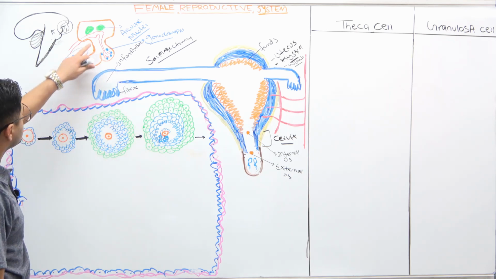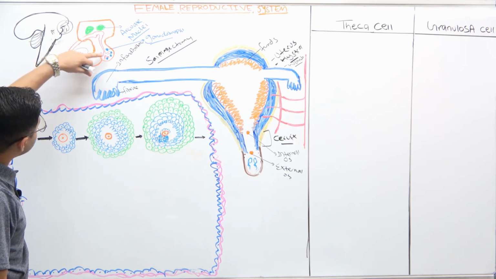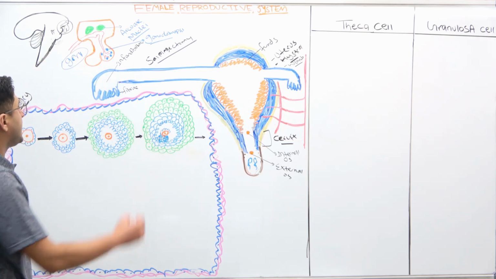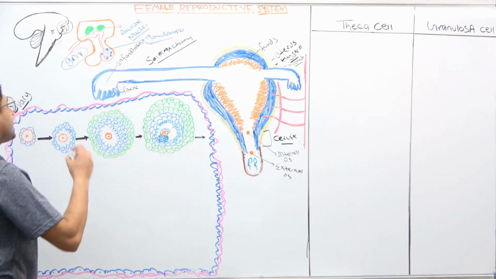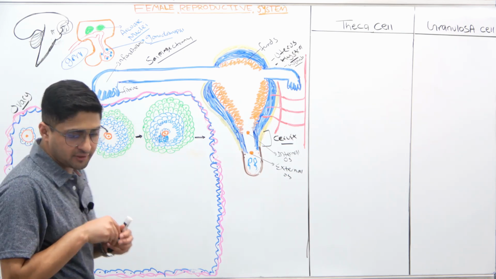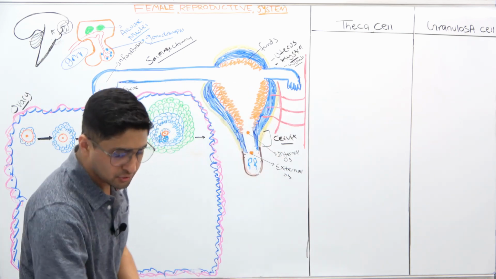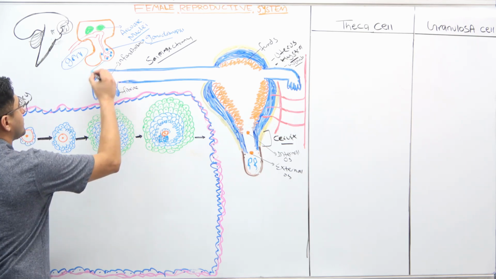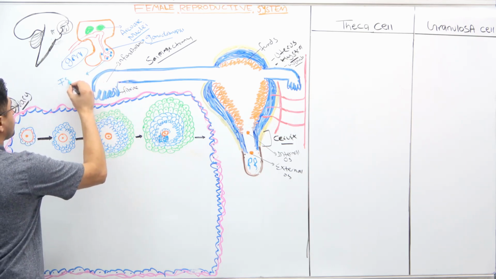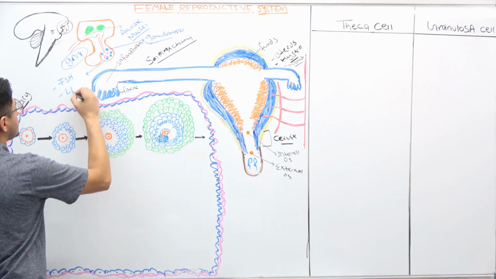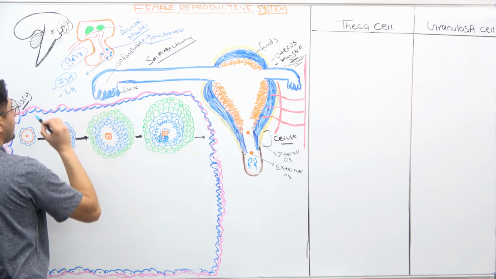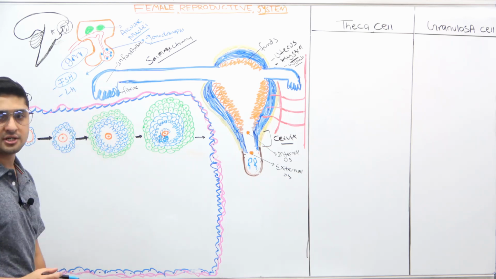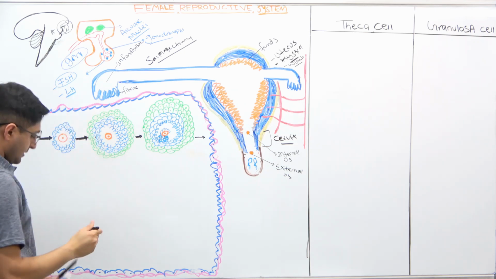These gonadotropin releasing hormones have receptors in the anterior pituitary on the gonadotropes, and the gonadotropes are going to synthesize two very important hormones. Let's write them down: one is called FSH and the other one is called LH. FSH means follicle stimulating hormone, and LH means luteinizing hormone. So both of those.